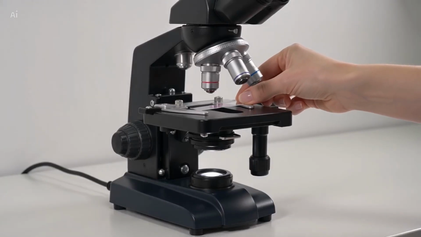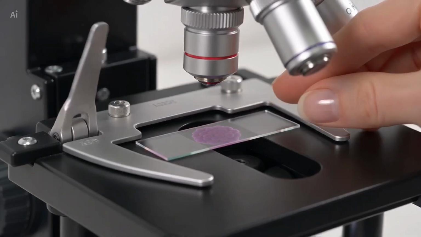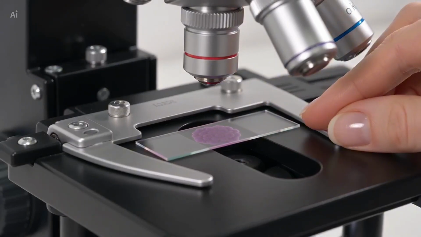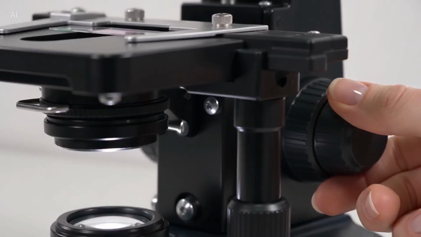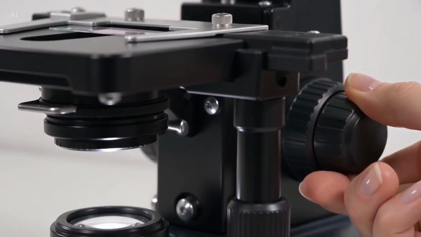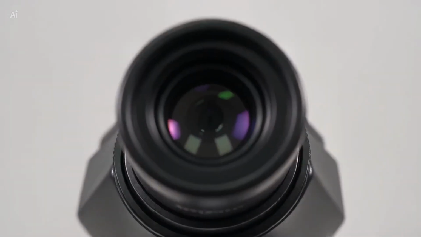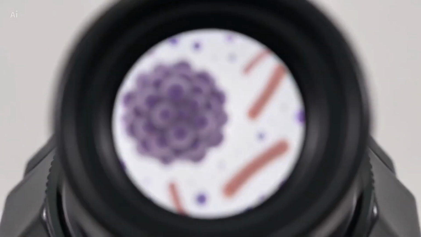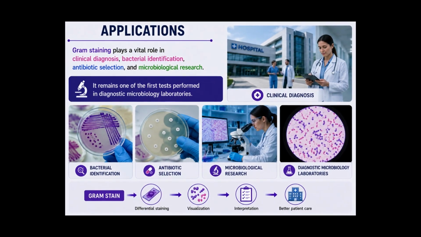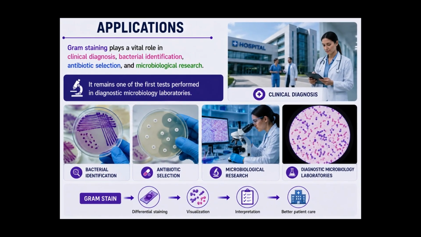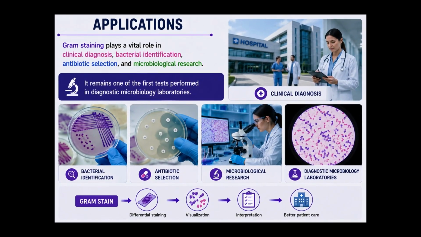Microscopic observation. Place a drop of immersion oil on the stained smear. Observe the slide under the 100 times oil immersion objective, providing a total magnification of 1000 times. Gram-positive bacteria appear purple or violet, whereas gram-negative bacteria appear pink or red. The staining pattern helps microbiologists identify bacteria and guides further laboratory testing.